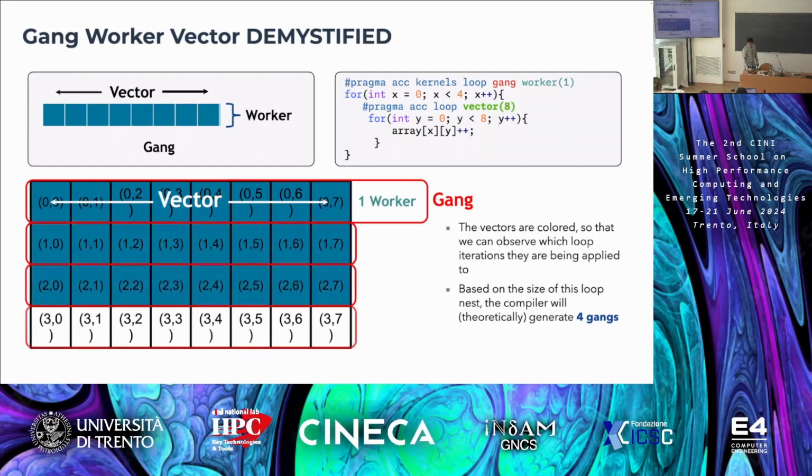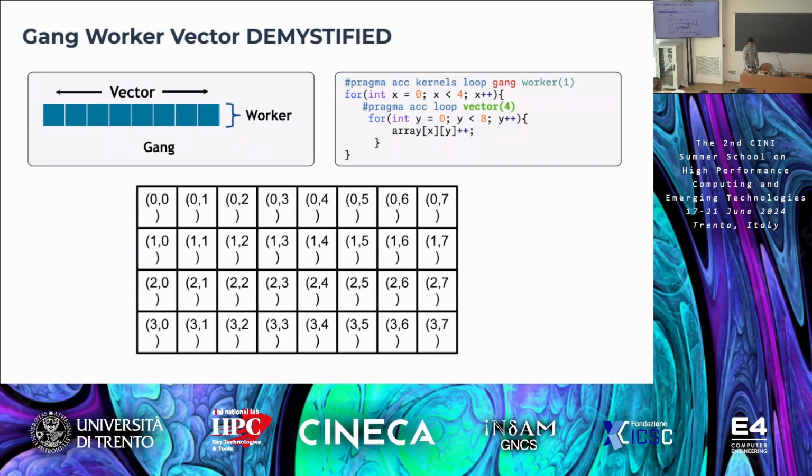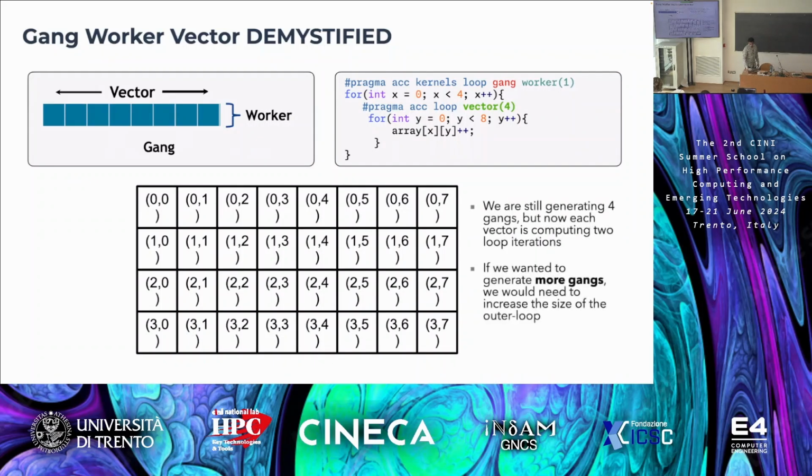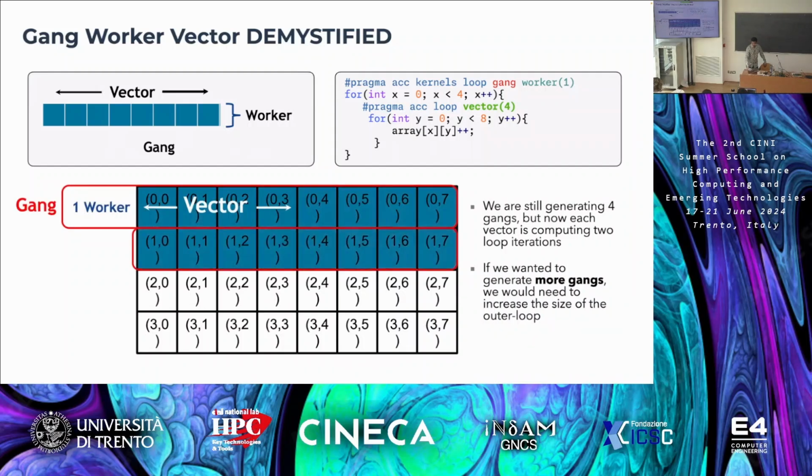So it will go on and it will do computation. I can still generate 4 gangs, but now instead of having 8, I'm asking for 4 vectors, so I'm splitting it by 2, right? So I can do this as well.